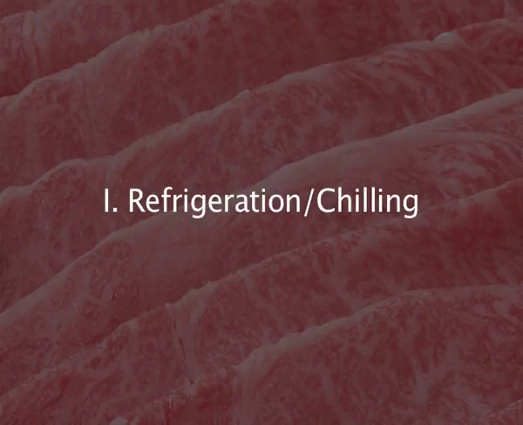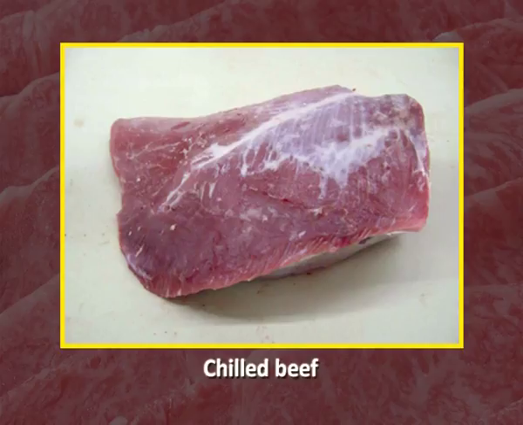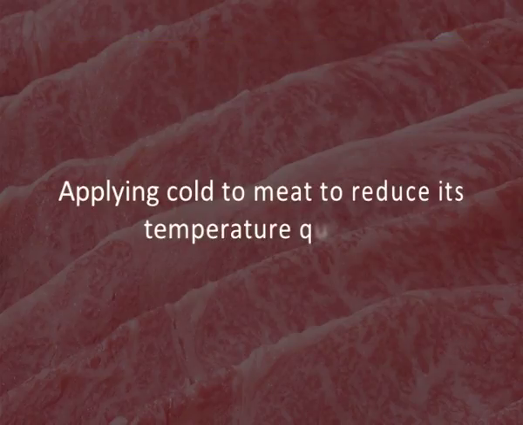First one, refrigeration or chilling. Chilling can be defined as the fundamental operation in applying cold to meat to reduce its temperature quickly. Rapid cooling of meat surface not only slows and nearly stops the development of surface microorganisms, but also reduces weight loss and discoloration of the surface, owing to hemoglobin oxidation.